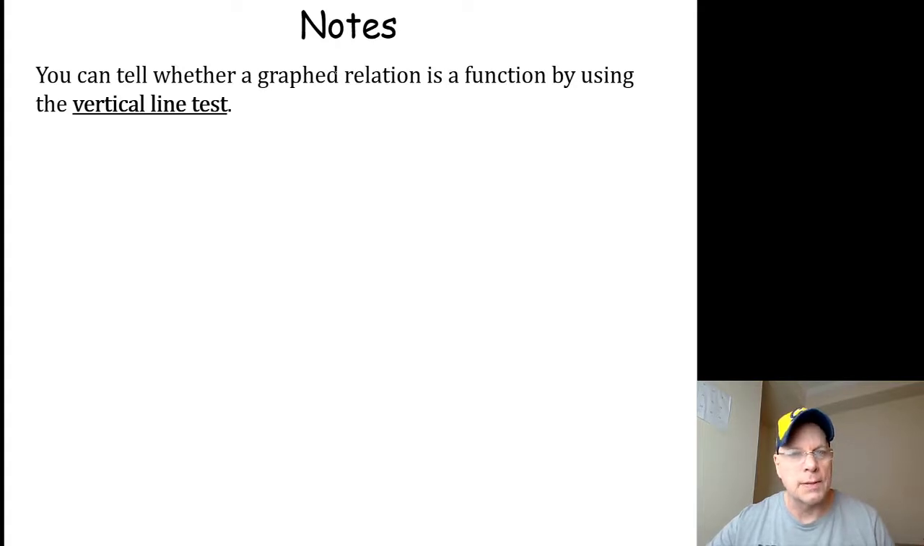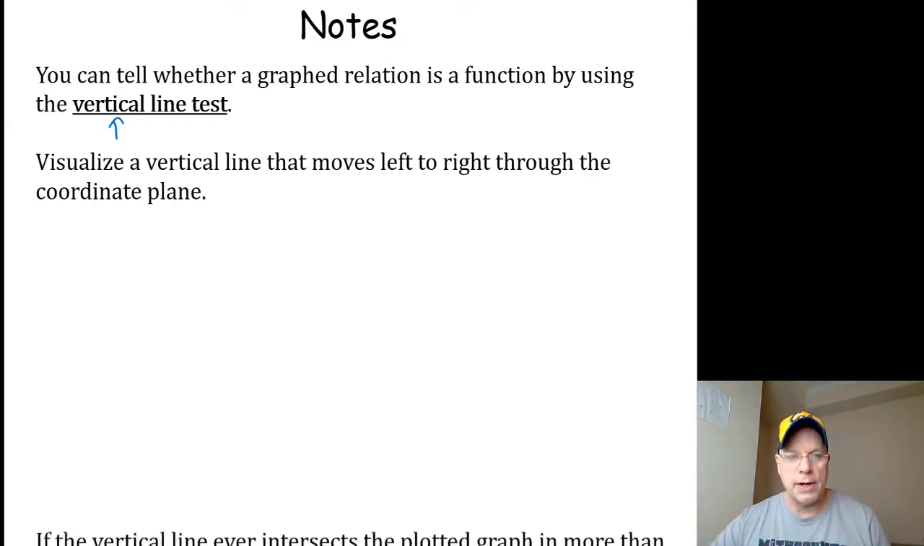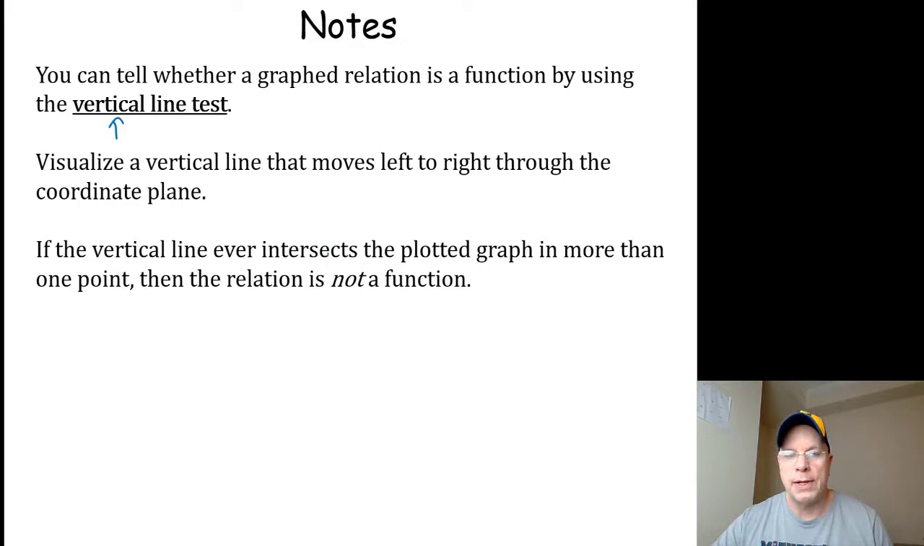So we skipped right over this part of the notes. If you see a relation of points graphed on a coordinate plane, you can tell whether it's a function by using the vertical line test. You visualize, or you could even draw, a vertical line, and then imagine that vertical line moves from left to right. Think about whether it ever intersects more than one point. If it only ever intersects one point at a time, then it's a function. If it ever intersects more than one point, then it's not a function.